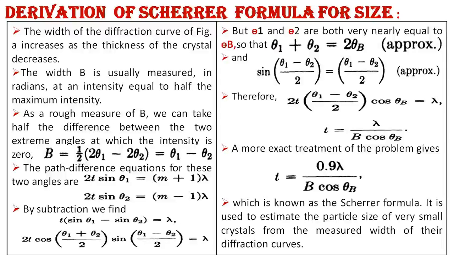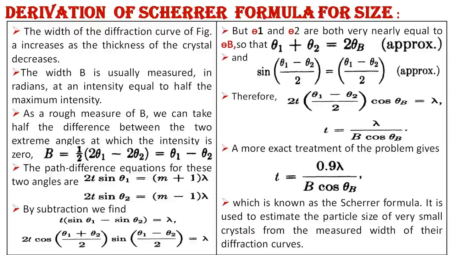The path difference equations for these two angles are 2t sin theta 1 is equal to (m plus 1) lambda, and 2t sin theta 2 is equal to (m minus 1) lambda. By subtraction we find t(sin theta 1 minus sin theta 2) is equal to lambda, that is 2t cos((theta 1 plus theta 2)/2) sin((theta 1 minus theta 2)/2) is equal to lambda.